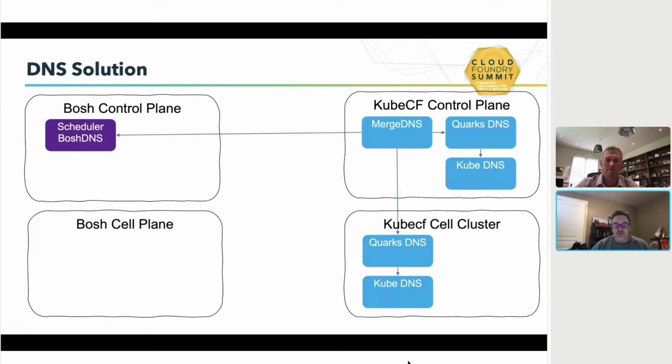So in a diagram, we have all components pointing to the merge DNS pods inside the KubeCF control plane to resolve addresses like service.cf internal. It will send requests to the BOSH DNS side and the Quarks DNS side and combine them so that we get IPs for both. And then if I need to get the IPs for cells, I will send the request down to the Quarks DNS on the cell cluster to get the IPs for all the cells.